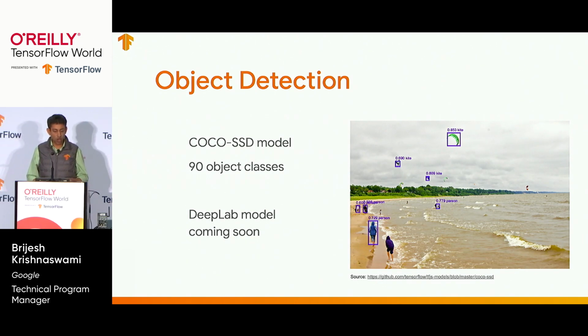The Coco SSD object detection model enables detection of multiple objects in an image. It detects about 90 classes defined in the Coco dataset. And the nice thing is it takes as input any browser-based image element, like an image or a video or a canvas element, and returns an array of bounding boxes with the detected class and a confidence level. In this sample image, you can see that the kite is detected with a high confidence score, and you get a bounding box. There is also a DeepLab model which offers semantic segmentation that's coming soon, yet to be released.